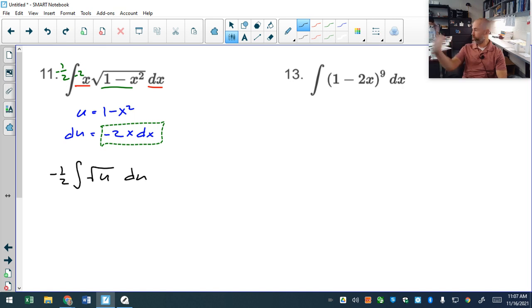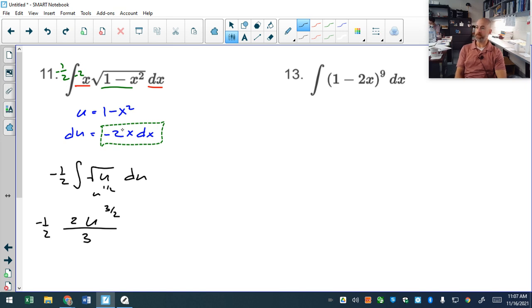And then we ignore the original problem and we have a whole new problem to solve. The square root of u is u to the 1/2. We'll add 1 to that, that'd be u to the 3/2. We'll divide by 3/2, which is the same as multiplying by 2/3. Don't forget the negative 1/2 stays out here.